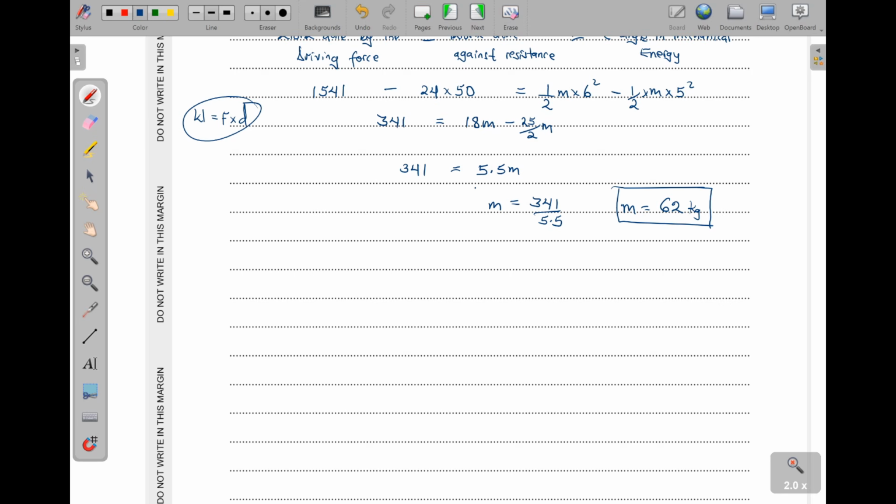Alternatively, I can use F is equal to ma. First of all, let me put an alternative approach. We know that work done by the driving force is given. So work done by the driving force is going to be equal to that driving force times the distance. It is given as 1541, which is equal to the driving force times 50.